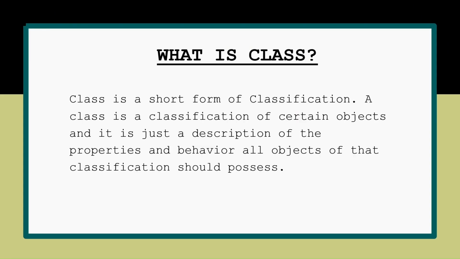Now let us see what is a class. A class is a concept which is taken from classification. A class is a classification of certain objects and it is a description of the properties and behavior all objects of that classification should possess. All objects of the same class share similar properties, but all the objects are unique in their nature. Let's understand this statement with an example.